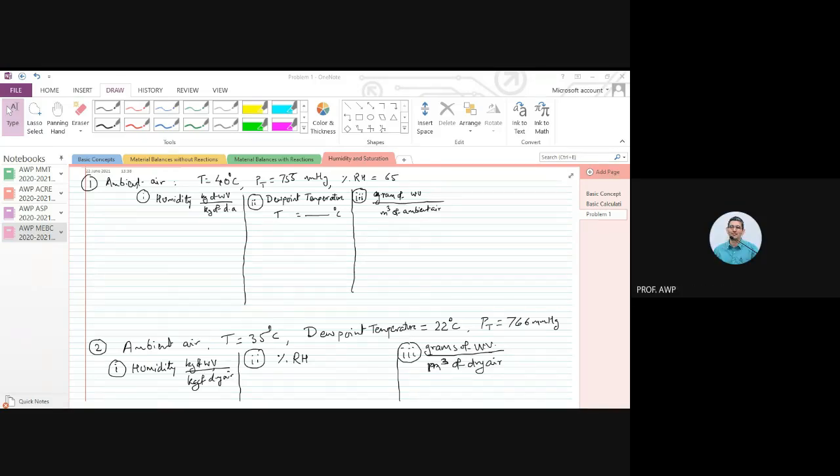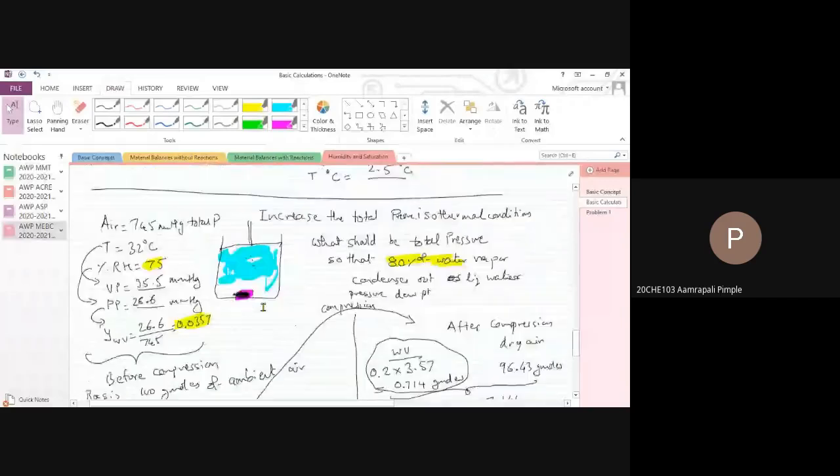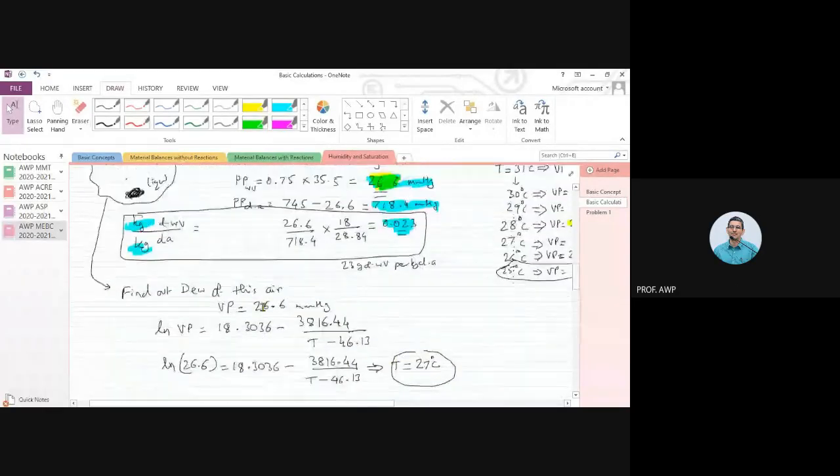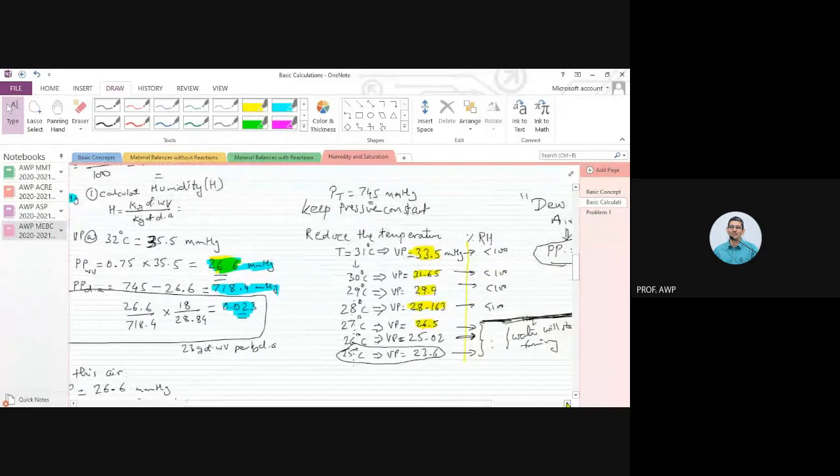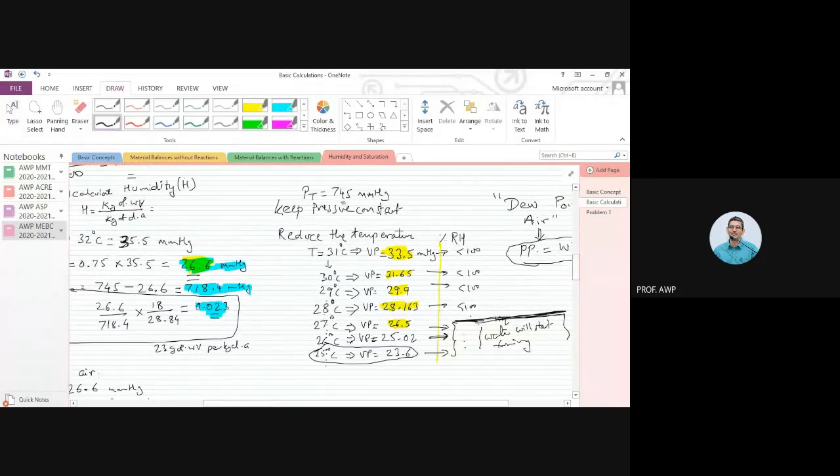Sir, I have a doubt. After the dew point, will vapor pressure be equal to the partial pressure? After dew point means below dew point. Look at our calculations, what we were doing. Below our dew point, what happens? Water starts condensing, and saturation becomes 100%. So the partial pressure will become equal to vapor pressure, and vapor pressure reduces, therefore partial pressure also has to reduce. That's why water will start condensing out.